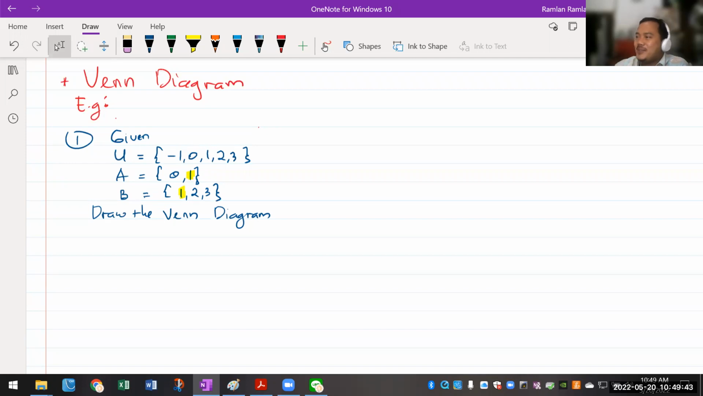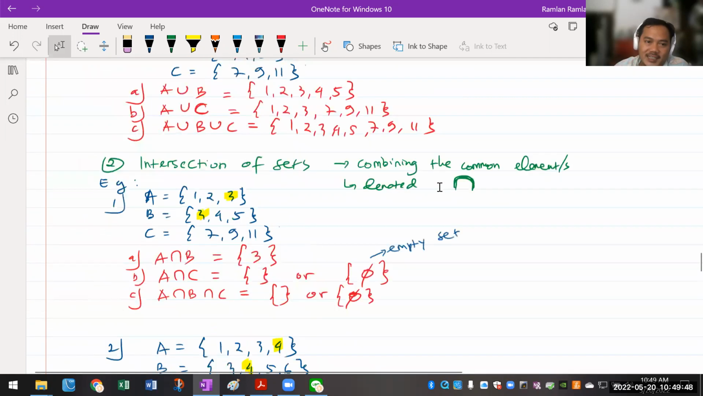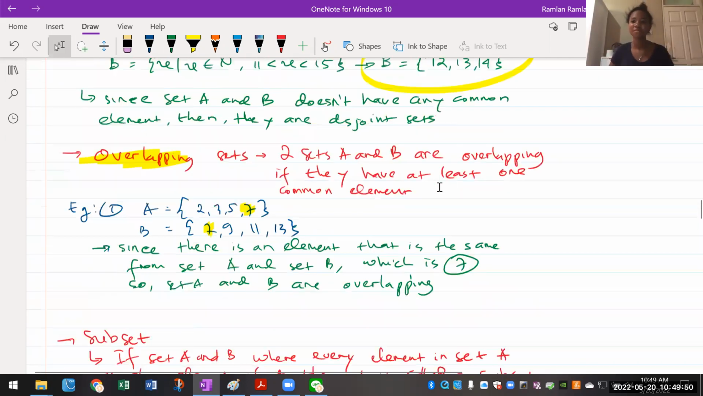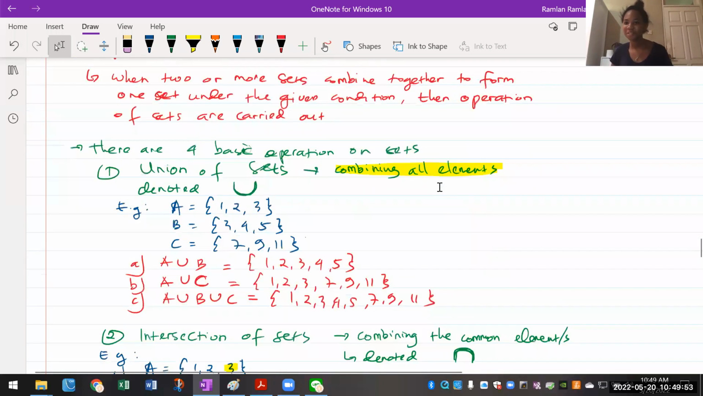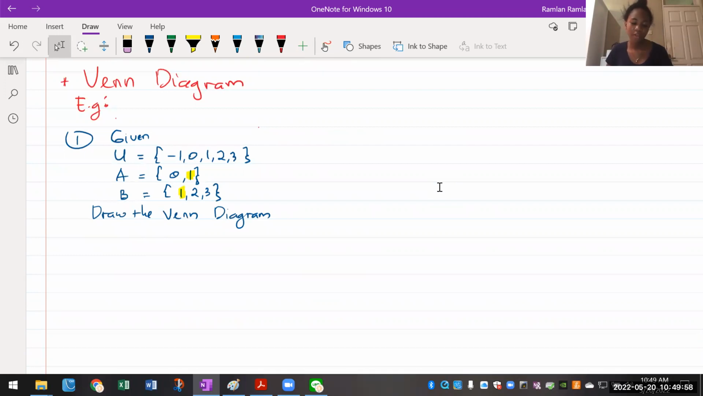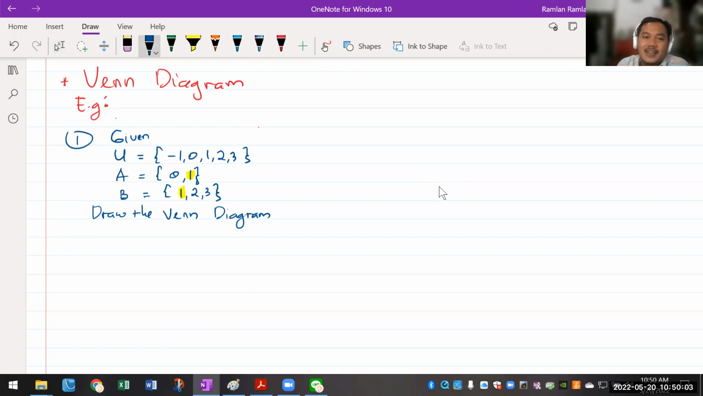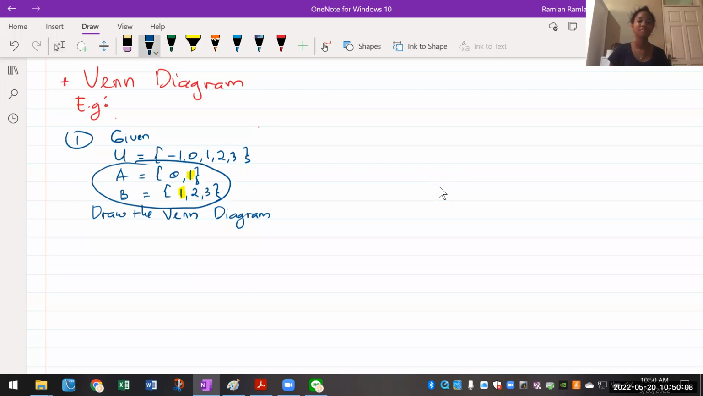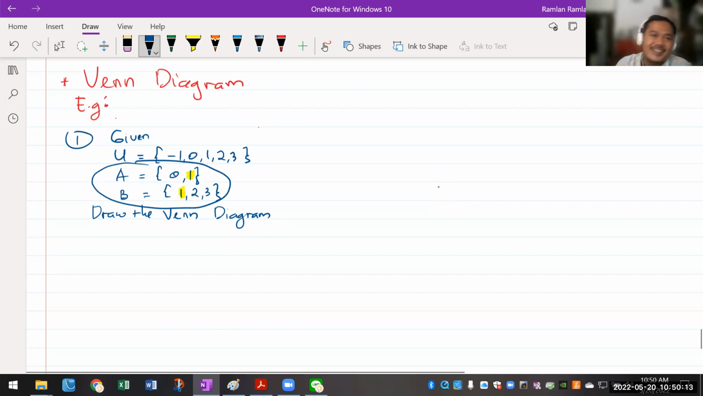Okay, I'm going to go back to the notes that we have from last week. I'm going to scroll up. Okay, good, in my notes: two sets A and B are overlapping if they have at least one common element. So do you think sets A and B here are overlapping? Yes. Okay, because we have that one element, which is 1, that is the same. Thank you very much, Nadia. So these two sets are going to be overlapping.